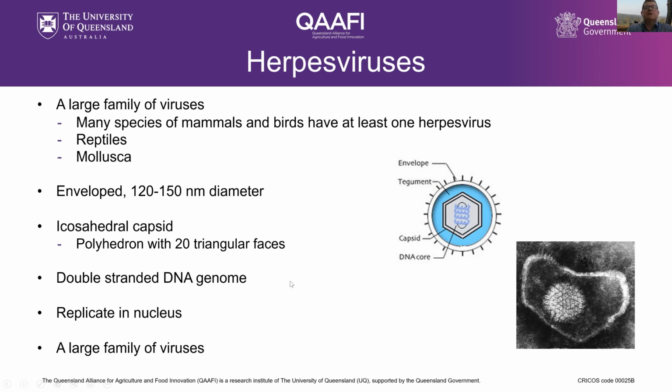They have a double-stranded genome, and I guess that's important in the context of herpes viruses because that makes them much more genetically stable than other families of viruses, which we might be interested in. They replicate in the nucleus of cells that they infect.